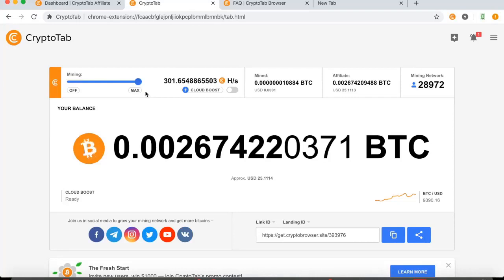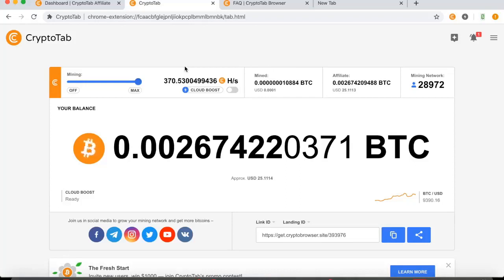And another way to ensure you earn more Bitcoins is to use the CryptoTab browser, as you can see this icon down here, every single day. So you can make it your primary browser, your default browser, and it's going to earn you even more Bitcoins because they want you to use their browser. So they entice their users to keep using the browser by giving them more Bitcoins if they use it daily.